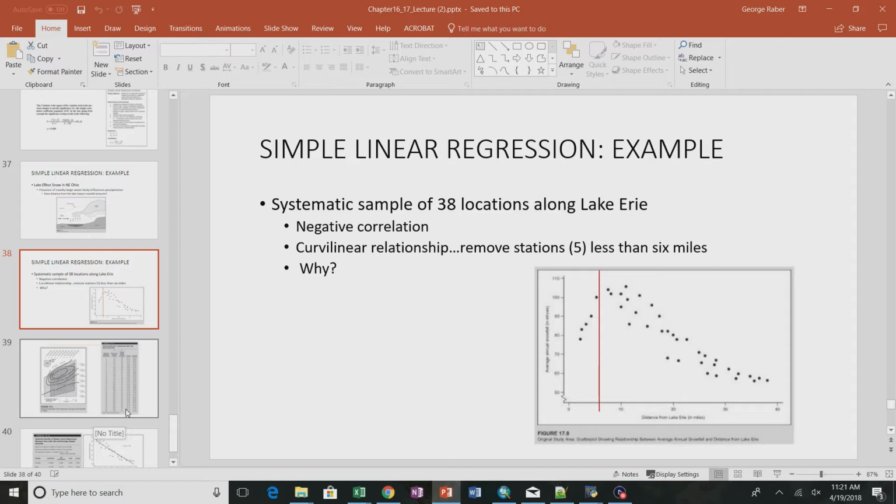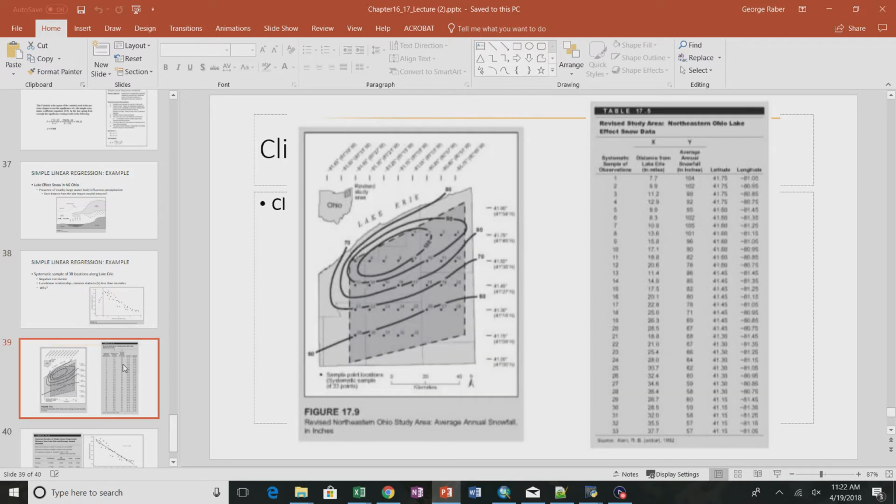So one thing that you could do is just throw out that area and realize that your X domain is this area now, and establish a pattern inside of your X domain. And that's what the book author does for this example. He throws out these 5 stations that are less than 6 miles away because they don't fit the pattern. And when you do that, you have to remember that you're now making predictions in this area, not in this area.